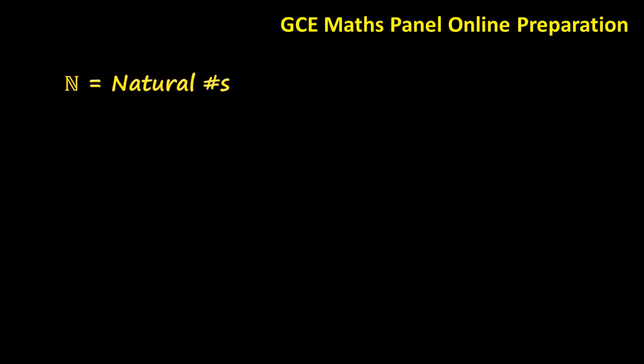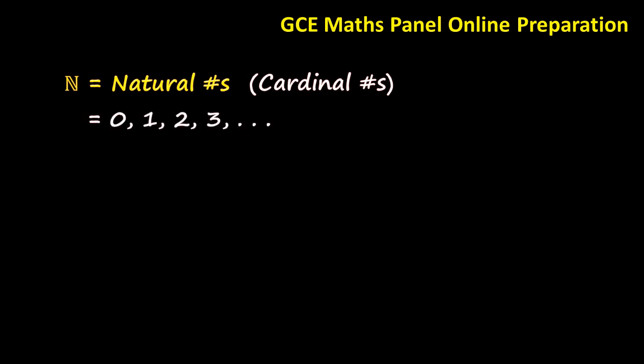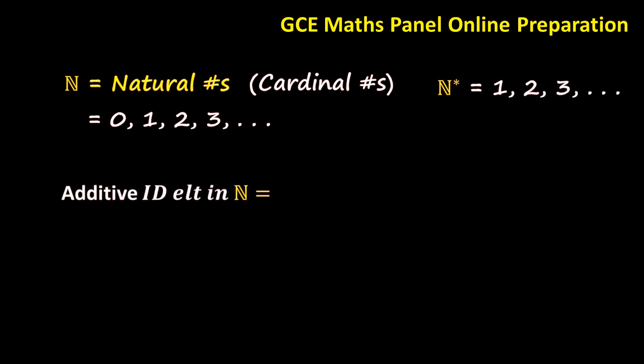We begin with the set of natural numbers, N. Natural numbers are equally called the set of cardinal numbers. The first natural number being 0, and then we have 1, 2, 3, and so on. All natural numbers are whole numbers. N star represents a set of natural numbers excluding 0.